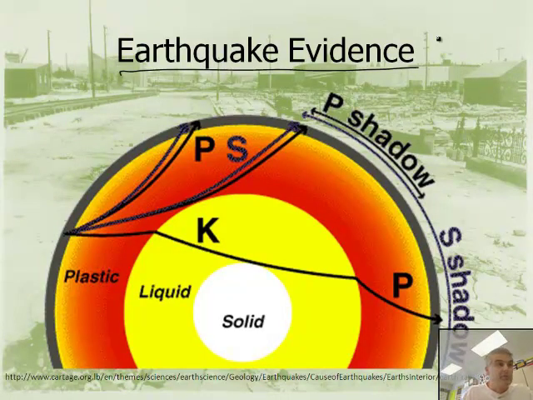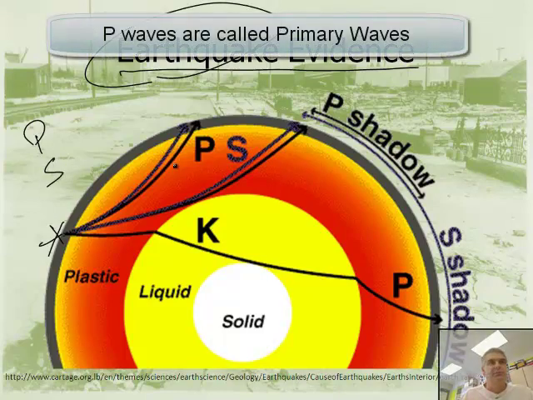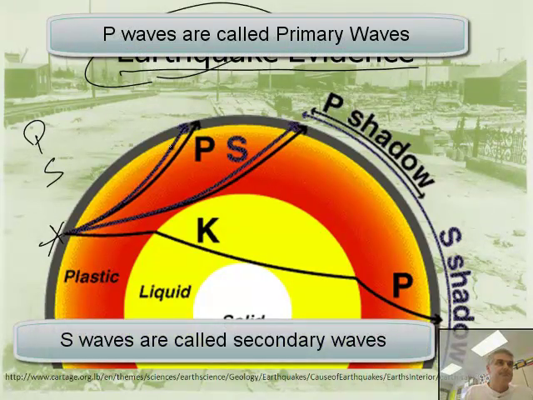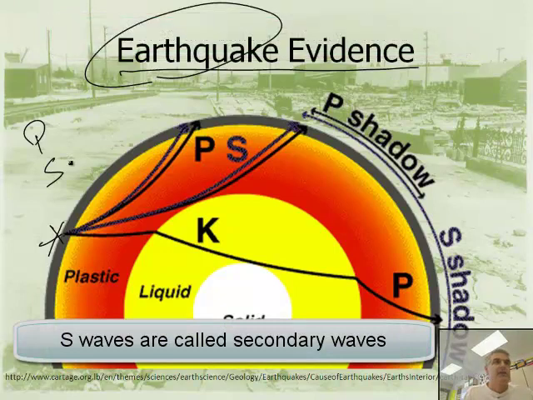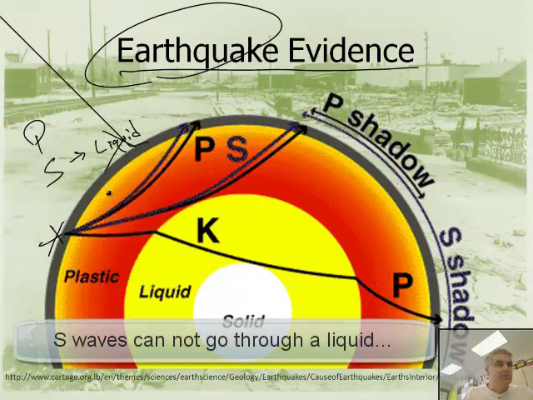How do we know what's inside the Earth? Well, the answer is earthquakes. We haven't had a chapter on earthquakes, but we will soon. If I have an earthquake over here, it produces two kinds of waves, P waves and S waves. We'll learn all about earthquake waves later, but it's important to understand P waves and S waves. It turns out S waves can't go through liquid. They can't make it through a liquid.